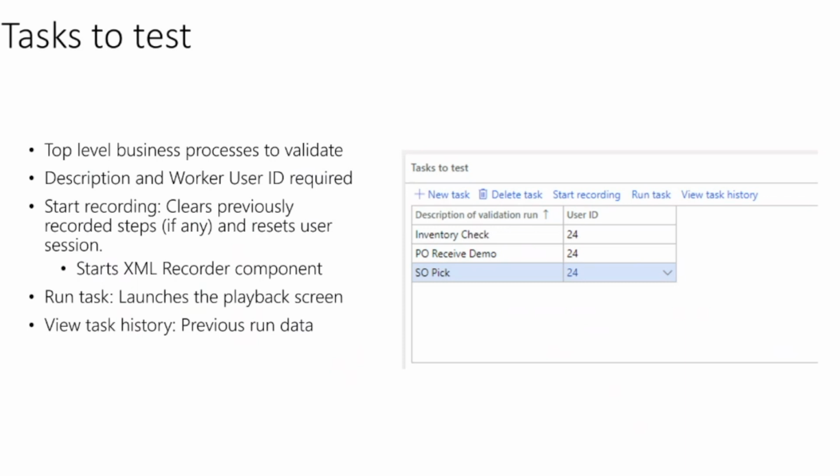The View Task History allows you to view the results of any previous runs. You can see the results of your validation failures, if any, and diagnose if things have regressed or work on debugging your recordings while you are building them.